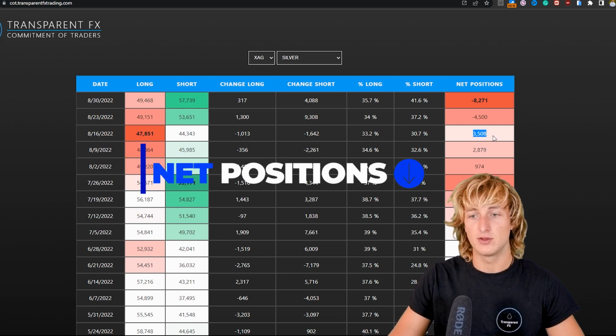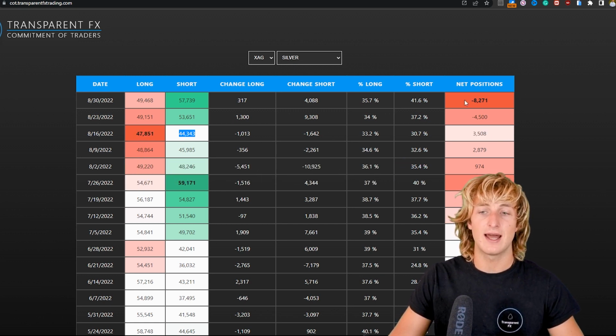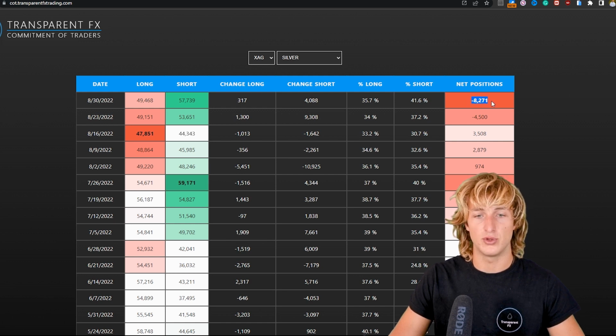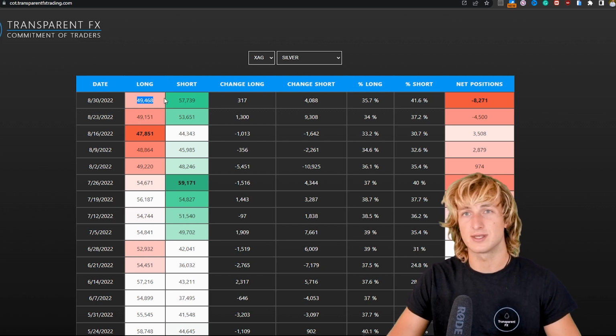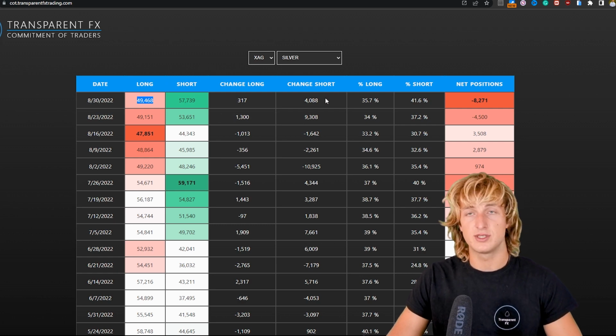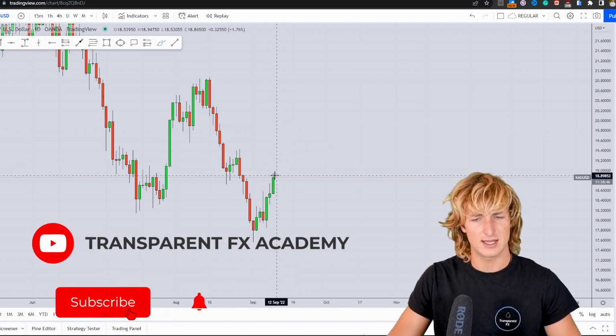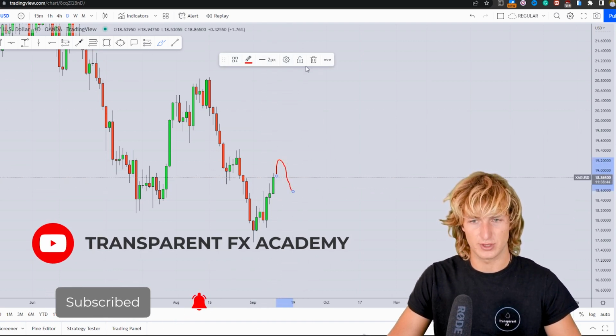We went from having 3.5k net positions, so a positive net positioning with more longs than shorts, to now having a negative net positioning of minus 8.2k with 57k shorts and 49k longs, so more shorts than longs. Now, overall, this could be viewed definitely as a potential signal that we could see short-term bearish price action and weakness of silver. Now, that is exactly what we need in order to create a rejection to the downside.